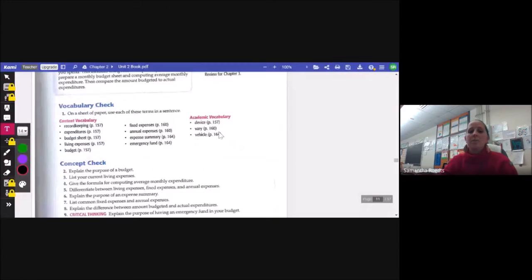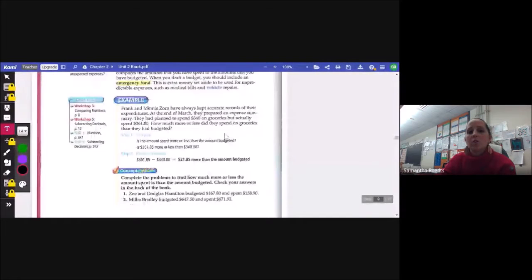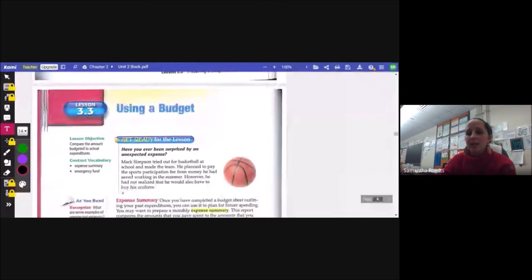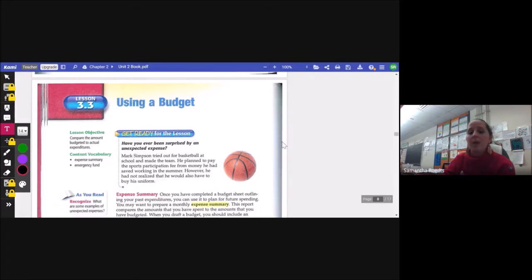All right, this is Unit 2, Chapter 2, Lesson 3. This chapter is all about using a budget. The idea is we're going to have a budget already set up for us, and then we're going to subtract the two numbers. If it's a negative number, they've spent more money than they were planning on. If it's a positive number, they spent less money, and if it's zero, they spent the exact amount that they were planning.